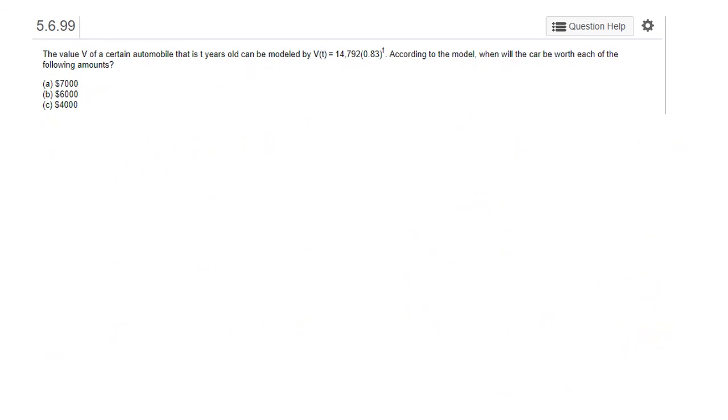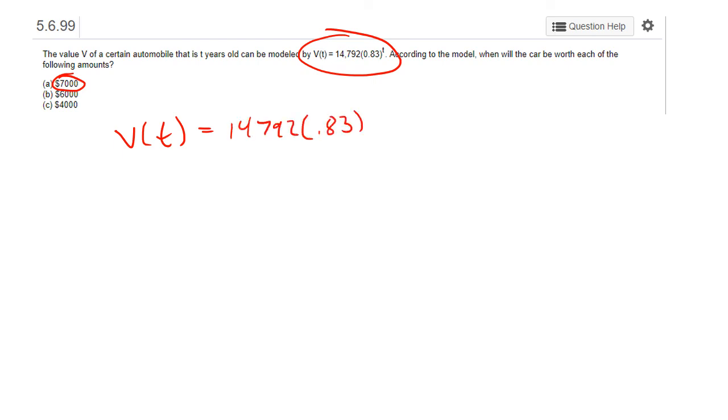All right, the value of an automobile can be modeled by the following function. All we need to do is set these known values here and solve for t. Well, you know what? Let's just take it a step further and solve for t before plugging in any particular value, because then I can just plug in those things at the end and already have solved everything. The first thing we want to do is divide by 14,792.